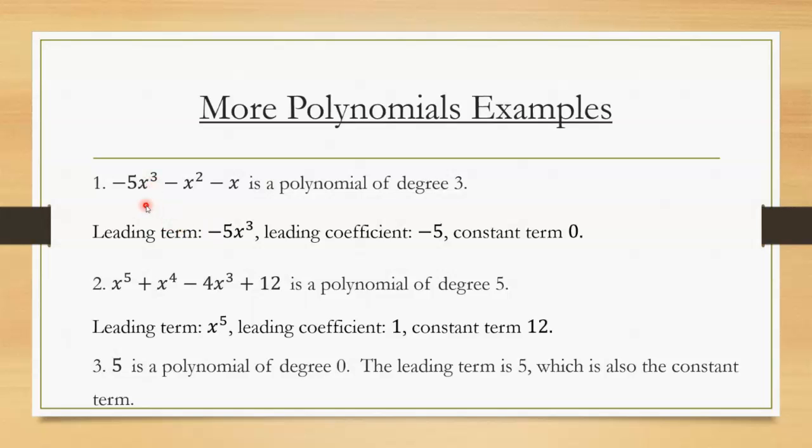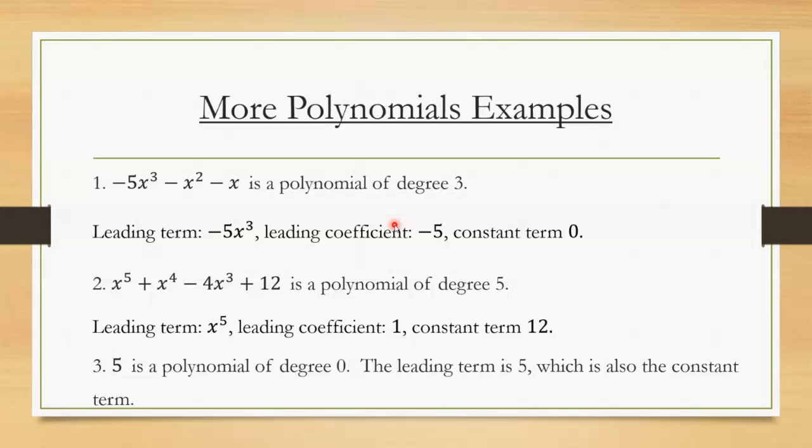The leading term, as you can see, is this term. That's where the biggest exponent of x is. The leading coefficient is -5, right? That's the coefficient of the leading term. And again, the constant term is 0. It's not there, since it's 0, so we don't have to write it.